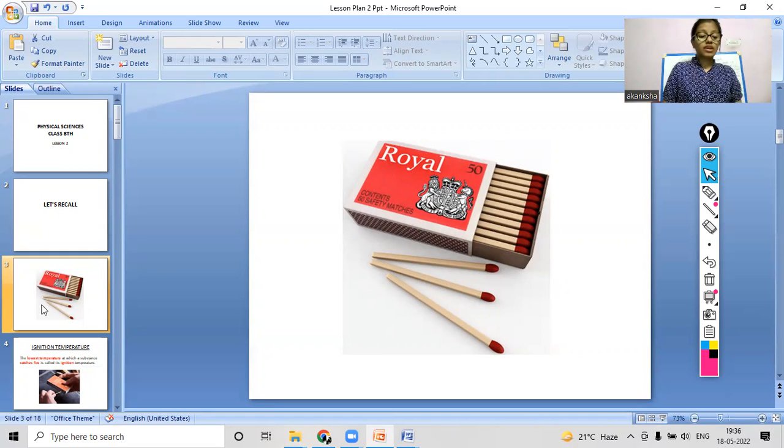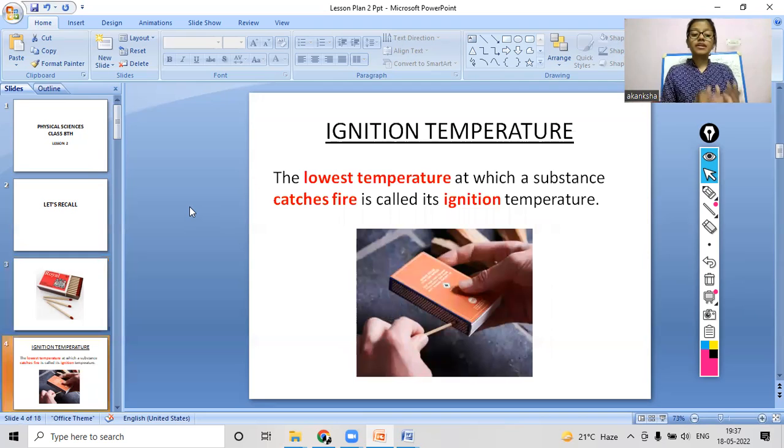So yes, I can see. It doesn't burn on itself. We have to put some effort into burning it, right? So now we will study in more detail what these efforts are called and what is the temperature a substance reaches from where it will catch on fire or become a combustible substance, right? So now we will move on to our next slide, and here we will study about the ignition temperature.